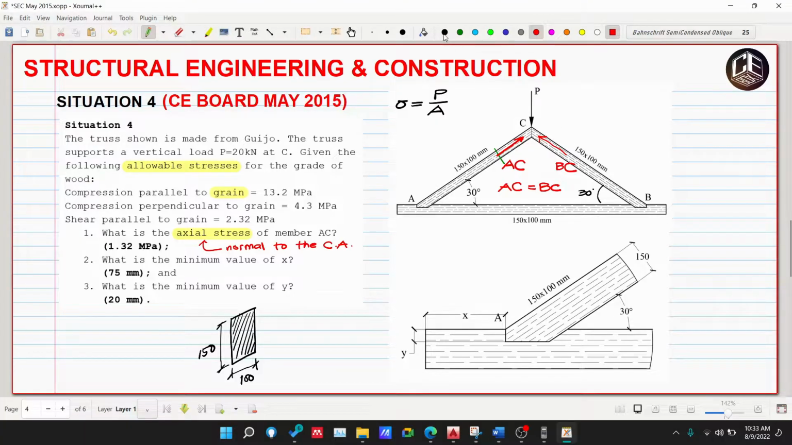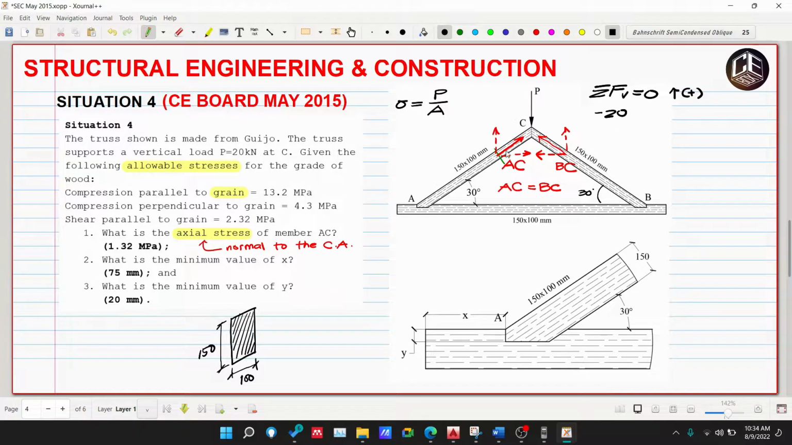So, ibig sabihin, pwede na tayong mag summation of forces vertical dito sa point C using method of joint para makuha yung ating AC or BC. Okay? So, summation of forces vertical is equivalent to 0. Upward is positive. Downward ang P, so therefore it is negative 20 kilonewton. Then upward ang AC. Di ba ang AC inclined yan? So ito yung kailangan natin, yung vertical component niya. So, pakita na rin natin yung vertical and horizontal component. Okay? So kailangan na natin yung vertical.